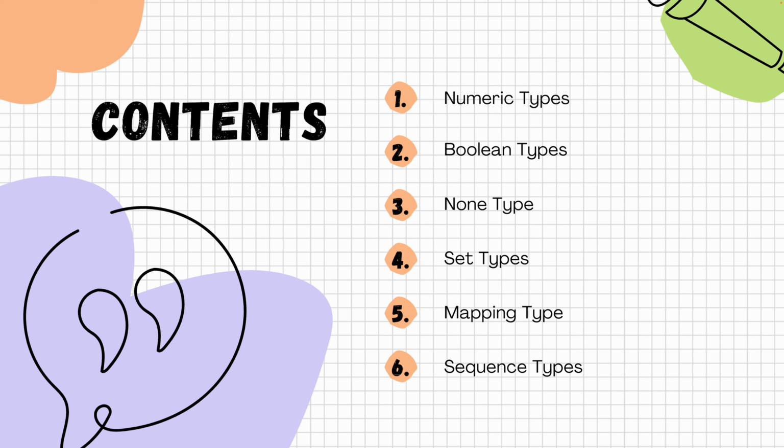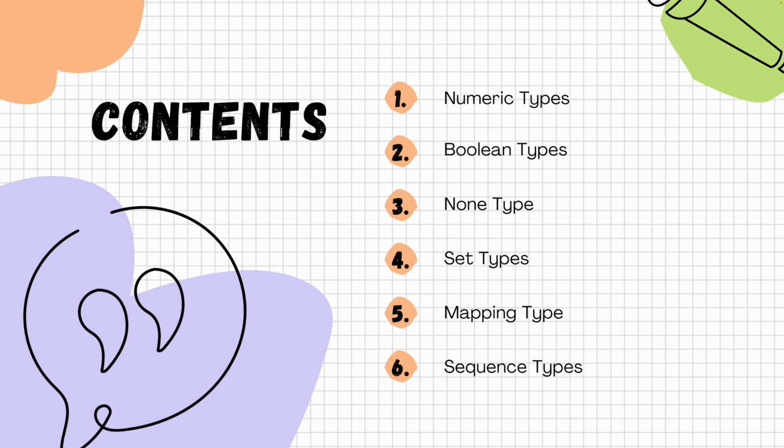Today's agenda is going to go through various data types which Python supports. Python supports several built-in data types and they are fundamental for storing and manipulating data. So we are gonna go through each one of them as you can see here in the video screen. We are going to go through numeric types, boolean types, none type. Yes, Python does support a type called none. We will go into details in a few minutes. Set types, mapping types and sequence types.